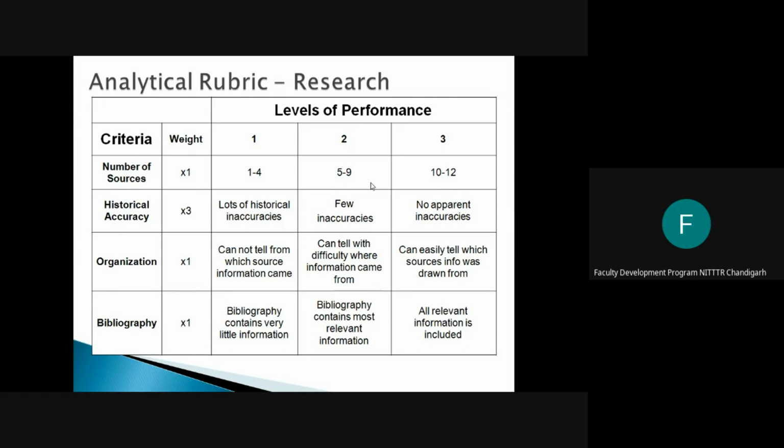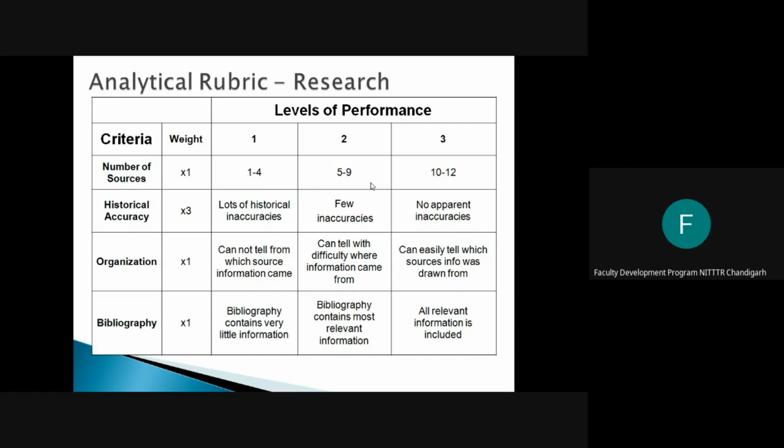Now, see in this rubric, how many criteria are there? 4. 4 criteria are there: number of sources, historical accuracy, organization, and bibliography. On these 4 criteria, I am assessing the performance of the student. I am assessing the research paper. What is the quality of the research paper that has been written by a student?